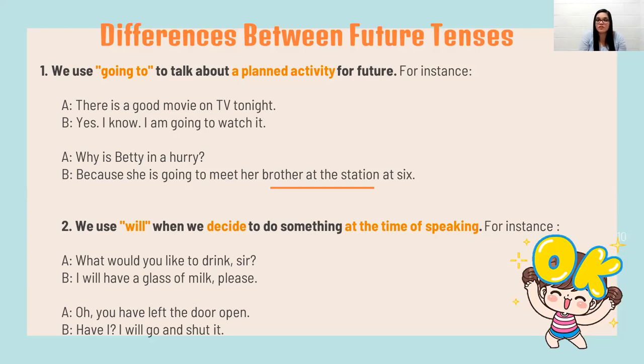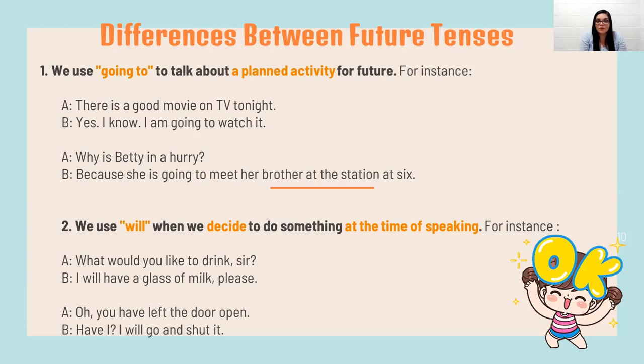For instance, you say, "There's a good movie on tonight." "Yes, I know, I'm going to watch it." You have already planned that activity. So you're going to the movies. You're going to watch that movie because you have planned it. "Why is Betty in a hurry?" "Because she is going to meet her brother at the station at 6." Oh, she has already planned to meet her brother.